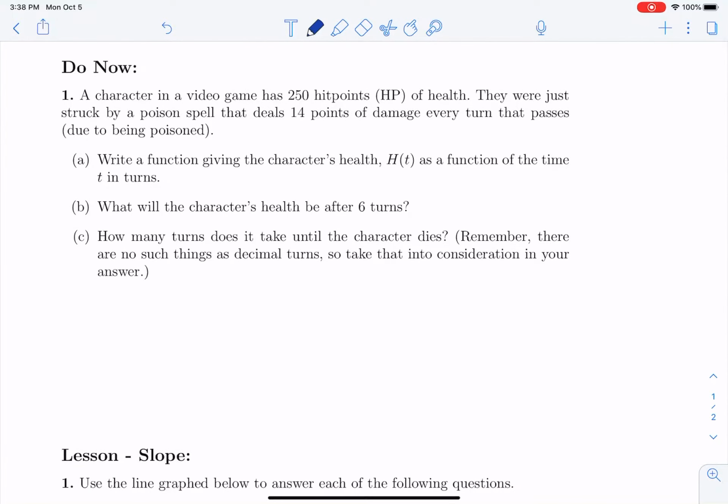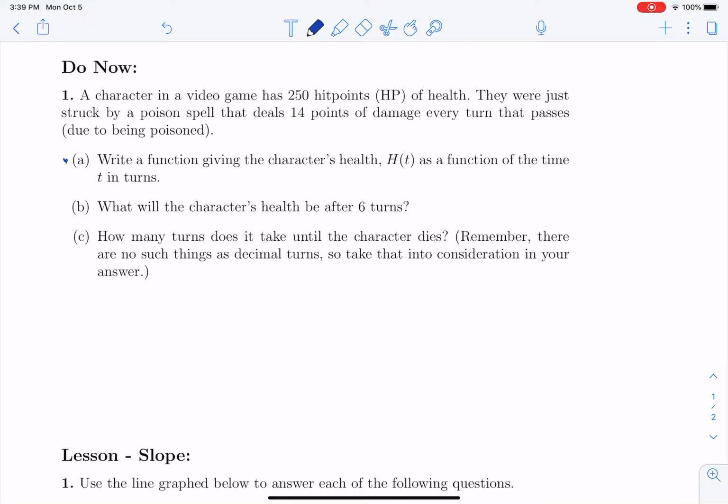A character in a video game has 250 hit points of health. They were just struck by a poison spell that deals 14 points of damage every turn that passes due to being poisoned. So we're supposed to write a function giving the character's health, h of t, as a function of the time t in turns.